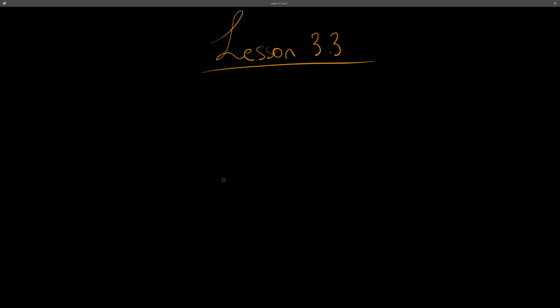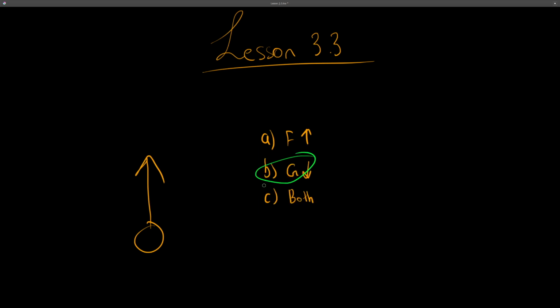Lesson 3.3: Free fall. Imagine you have a ball and you threw it upwards. What are the forces? If we neglect air resistance, what are the force or forces acting on this ball? Would it be A, the force of your hand upwards, B, the force of gravity downwards, or C, both? The correct answer to this question is actually B, and let's try to understand why.